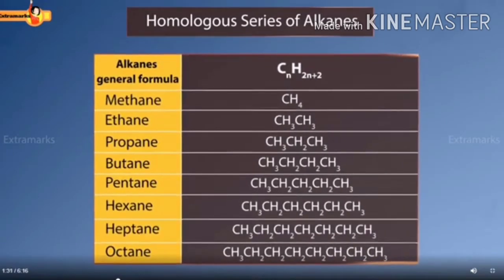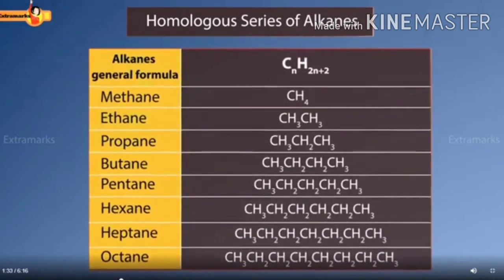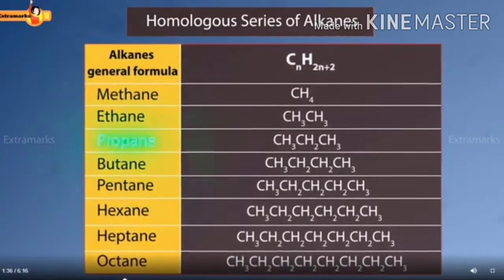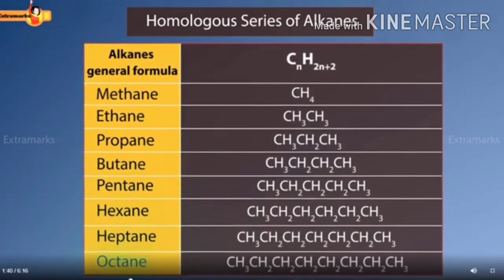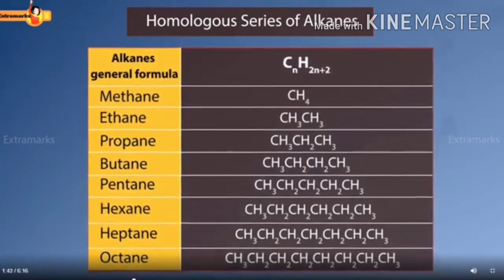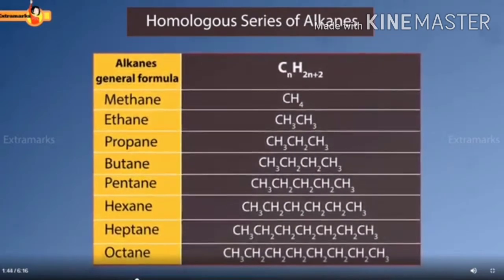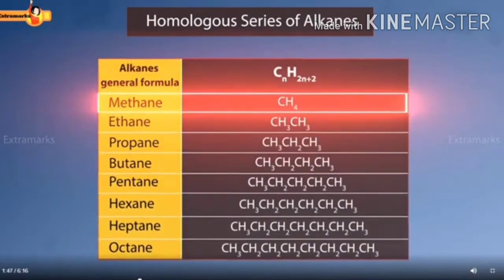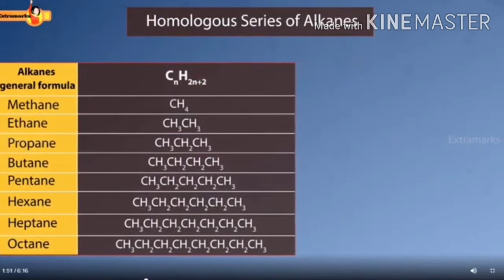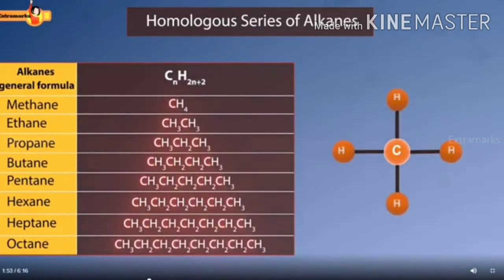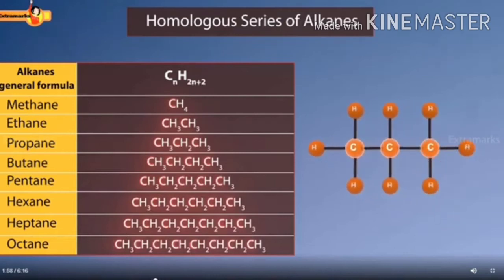The homologous series of alkanes comprises methane, ethane, propane, butane, pentane, hexane, heptane, octane, and so on. All of them are called homologues. Remember, methane is the first homologue of the homologous series of alkanes. Did you notice? These compounds have different numbers of carbon atoms, but all the carbon atoms are bonded to each other by single covalent bonds. This means they have the same functional group.